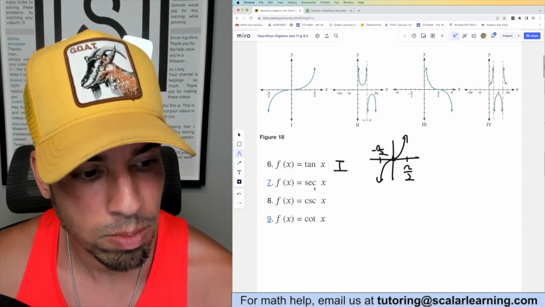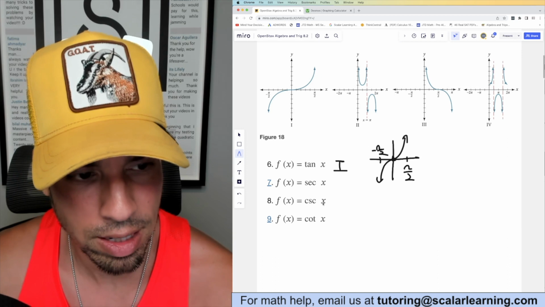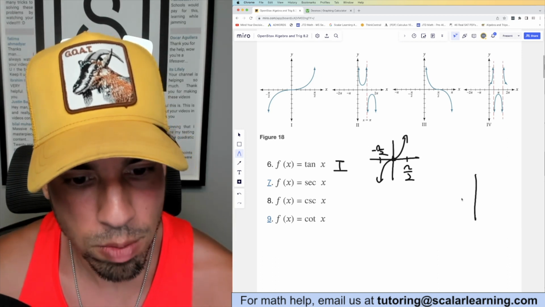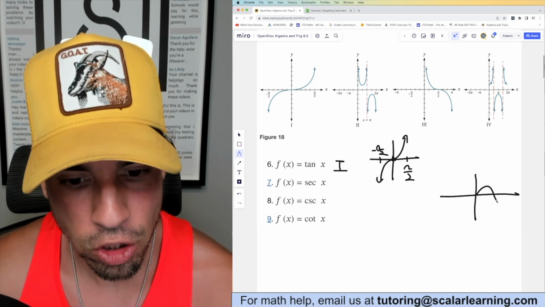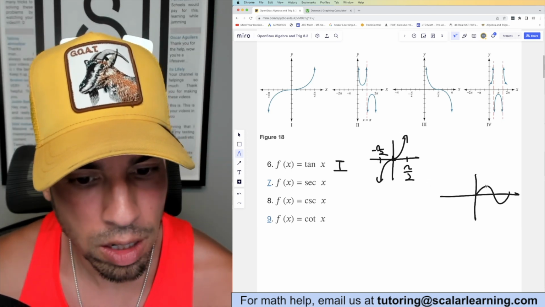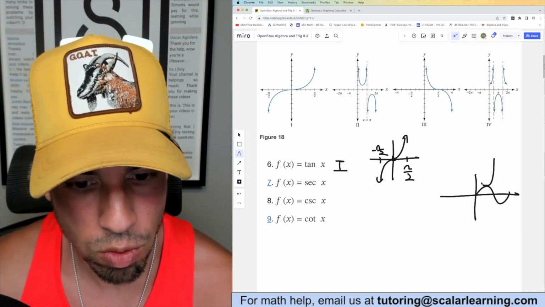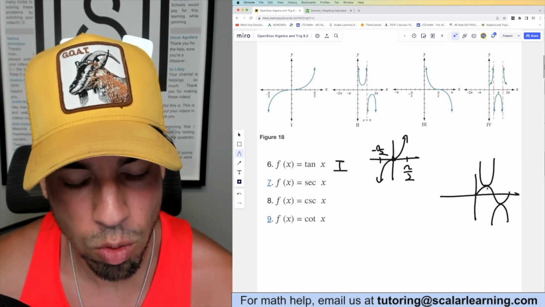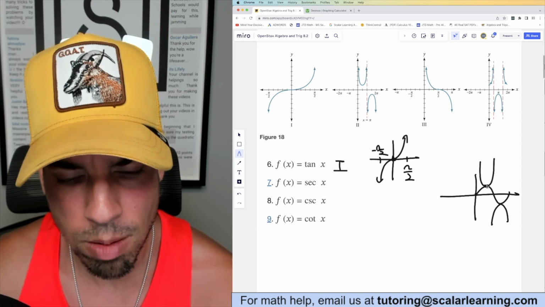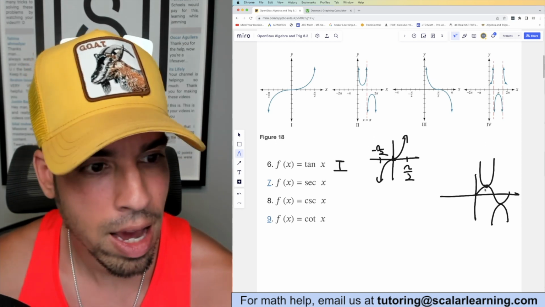Now let's actually go to cosecant next. So cosecant, as we mentioned in a previous problem, this is for number 8. Again, we take our sine function and then we kind of draw these little parabolas going up and going down. So sine, remember, starts at the origin. So this first parabola going up will be at pi halves.